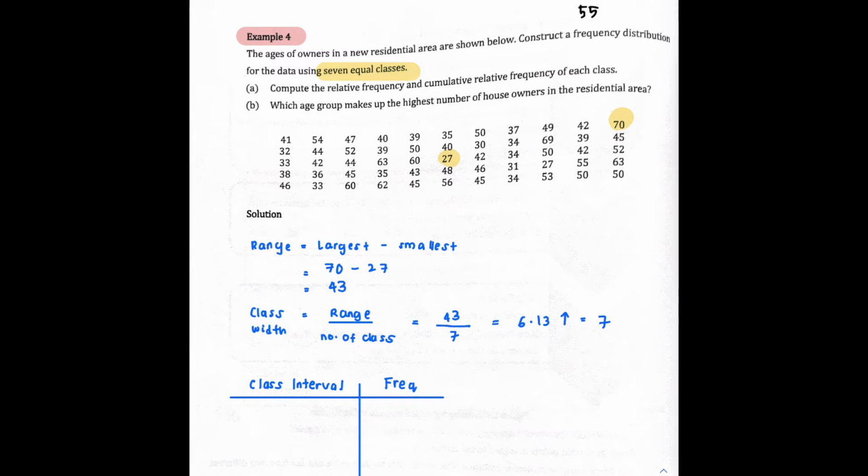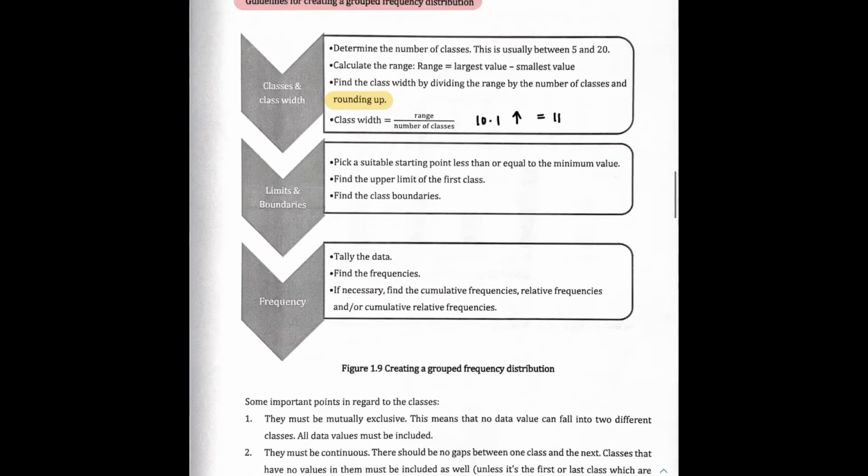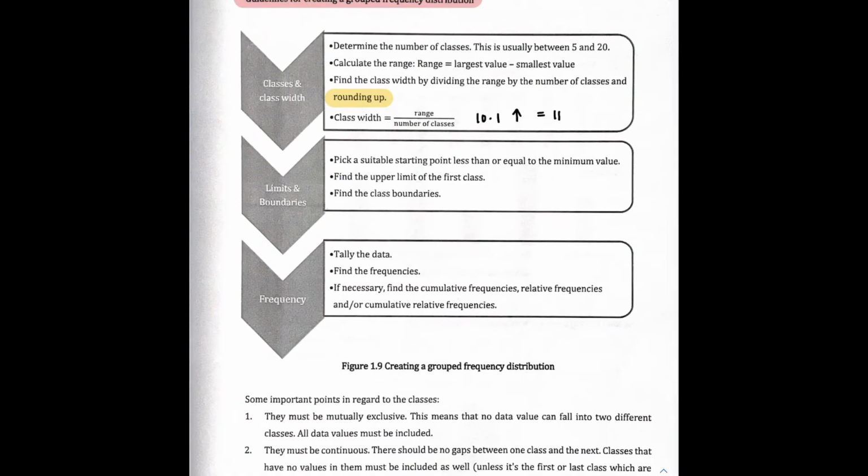Okay. So the class interval is the first column and the second column is the frequency. So how to fill in all these values? Okay, look at the guideline just now. The second one, pick a suitable starting point less than or equal to the minimum value. Minimum value is referring to the lowest value just now. The minimum value and the smallest value are the same.